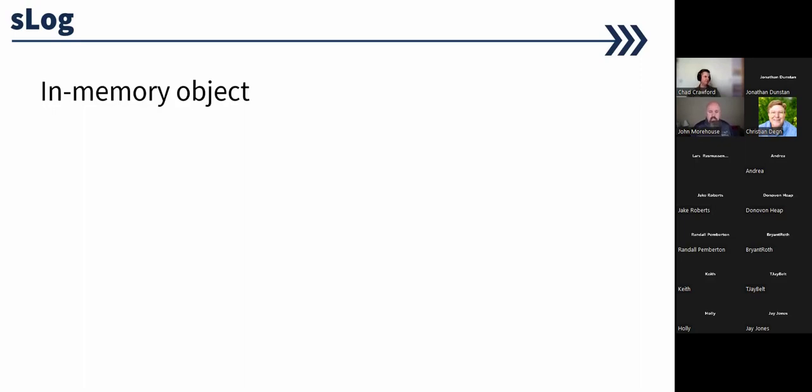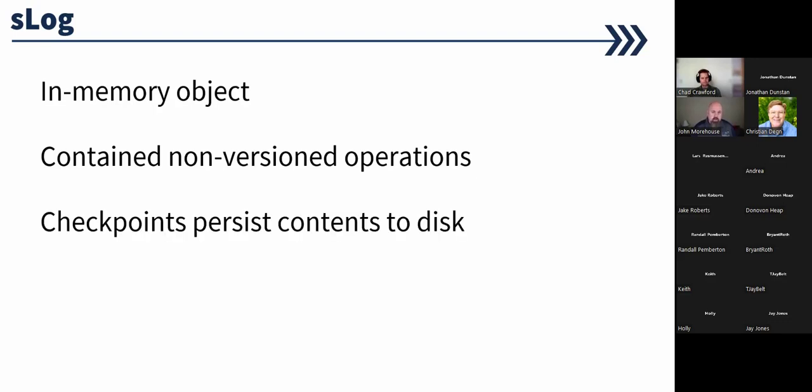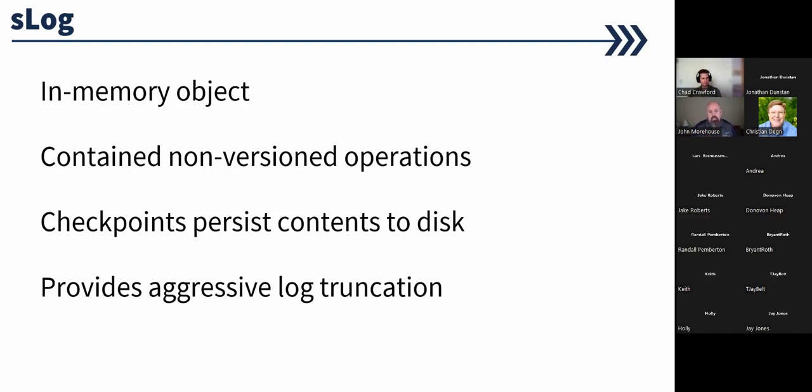The slog does contain in-memory objects. It contains basically non-versioned operations. So it does not contain anything like a DML statement where we're doing updates or deletes. Those are all versioned. This would be something like altering the database and changing a database component. That's a non-versioned operation. It does have a checkpoint, and those checkpoints are persisted to disk. Even though it's in memory, those checkpoints still have to be durable. And really, the slog is what allows ADR to provide the aggressive log truncation. I've got a slide coming up with a picture of the sequence, and we can see where that log truncation happens.